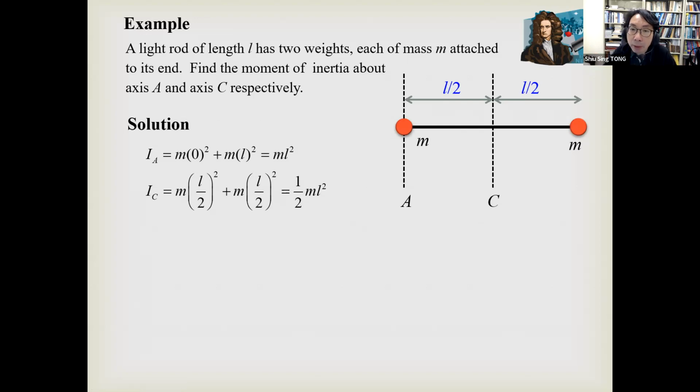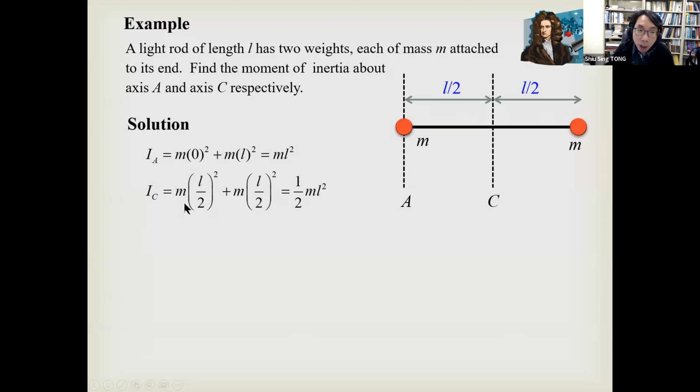Okay, now let's see how to calculate it. Now for IA, the axis is there. So the first mass is located on the axis. So the distance between the mass and the axis is 0, right? So I have m times 0 squared for the first mass. The second mass is at a distance L from the axis. So its contribution is mL squared, right? And the sum of the two is of course mL squared.